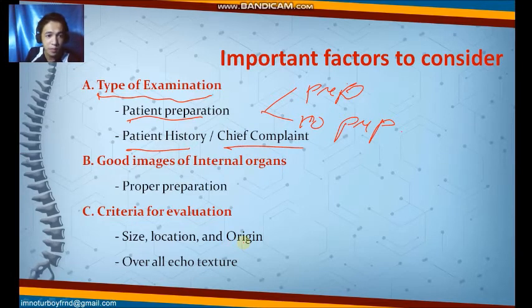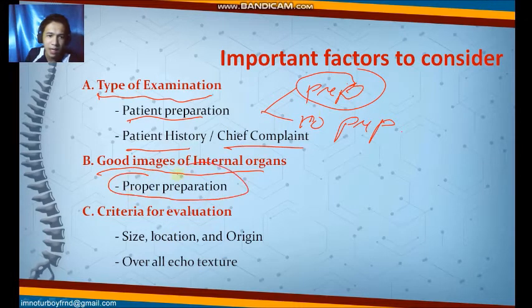So next, letter B, we have good images of internal organs. In order for us to provide good or quality images of the internal organs, if there is a preparation, the patient must undergo proper preparation. For example, fasting for 8 hours, or 6 to 8 hours. That protocol should be followed by the patient, and of course should be instructed by the rad tech properly.